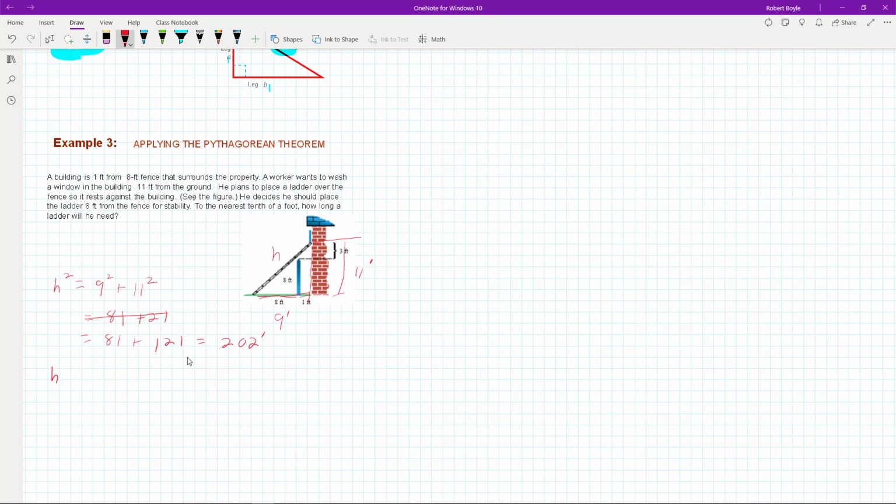So we have that h squared is equal to 202 feet. Therefore, h can be equal to either plus or minus 14.2 feet. Okay, well, we can't have a negative length for h. So h equals negative 14.2 is an extraneous solution. We can basically exclude that, and our answer will be h is equal to positive 14.2 feet.